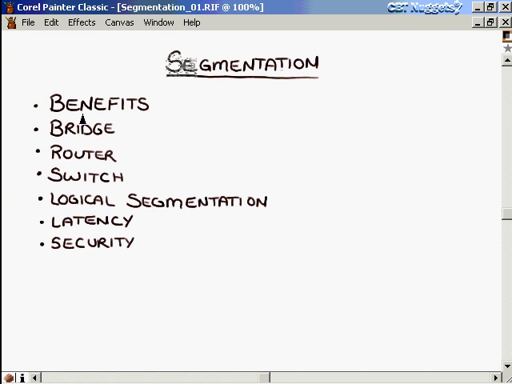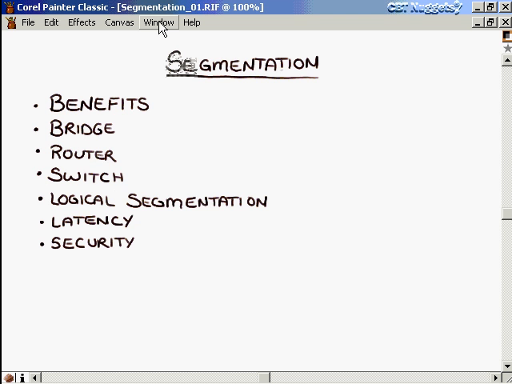Then we're going to get into the specific benefits associated with using a bridge, then a router, and then a switch, followed by a look at logical segmentation. You accomplish logical segmentation by using VLANs or virtual LANs. After that, we're going to look at the latency associated with each of these devices, the bridge, the router, and the switch. And we're going to end up with a talk about security, again with these three devices, the bridge, the router, and the switch.